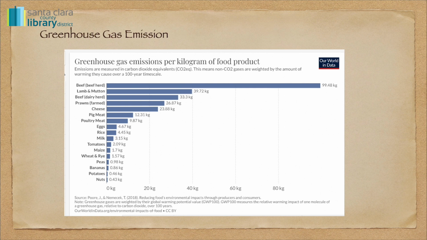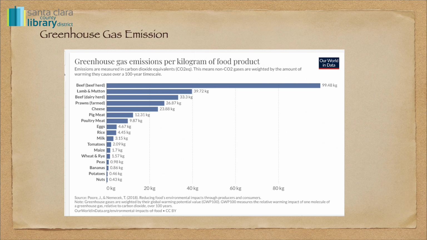About a quarter of the world's greenhouse gas emissions are caused by agriculture. How could this be? From the chart, we can see tremendous differences in the greenhouse gas emissions of different foods. Producing just 1 kilogram of beef emits 99.4 kilograms of greenhouse gases into the atmosphere. In contrast, producing 1 kilogram of tomatoes emits just 2.09 kilograms. Plant-based food production produces much less greenhouse gas emissions than animal-based food production.